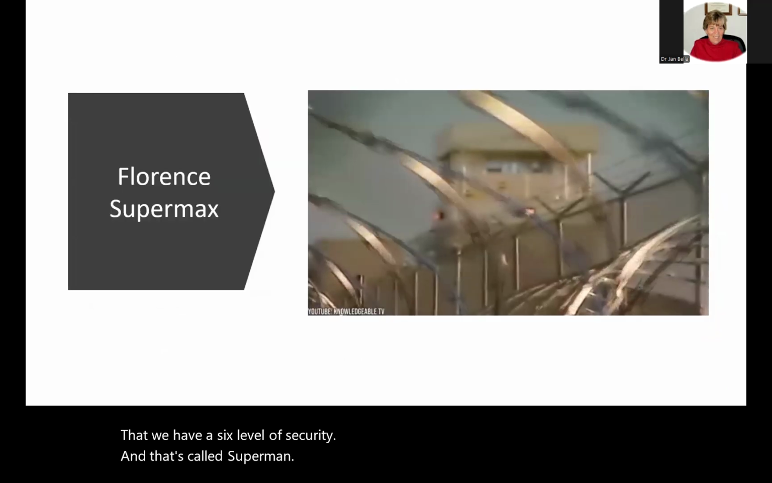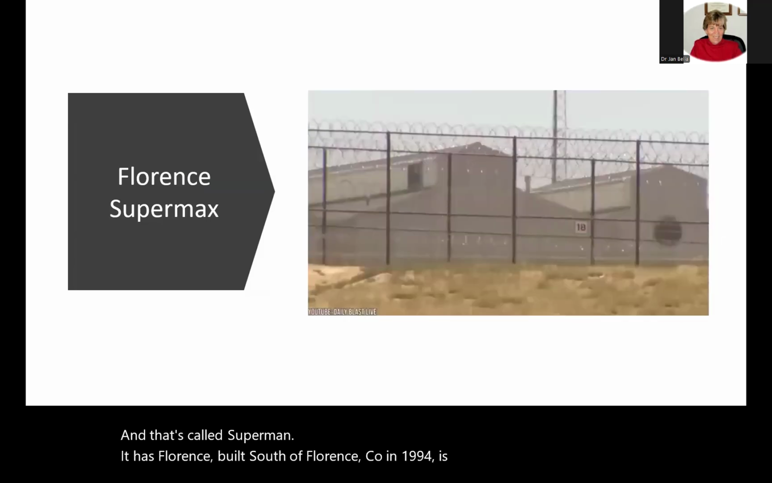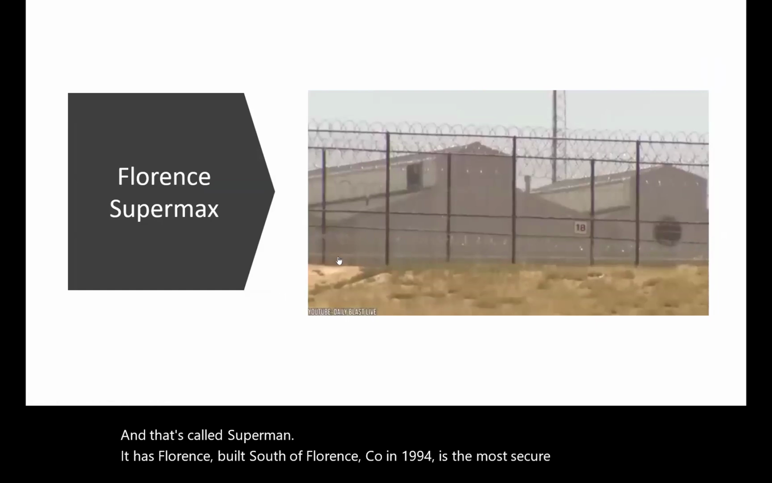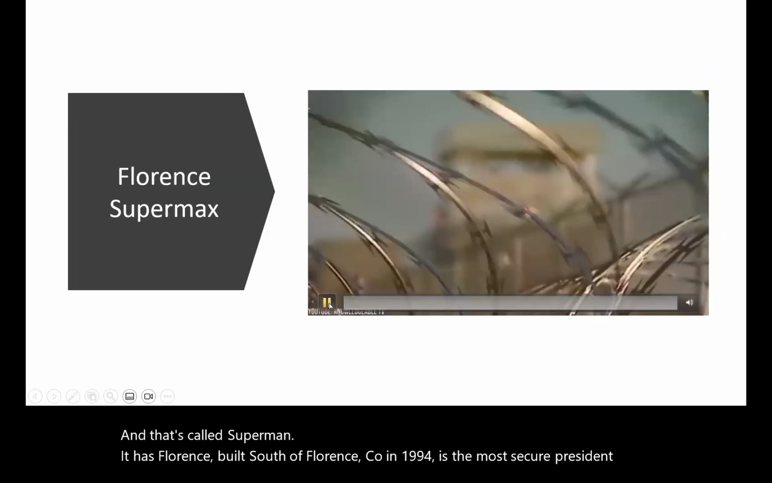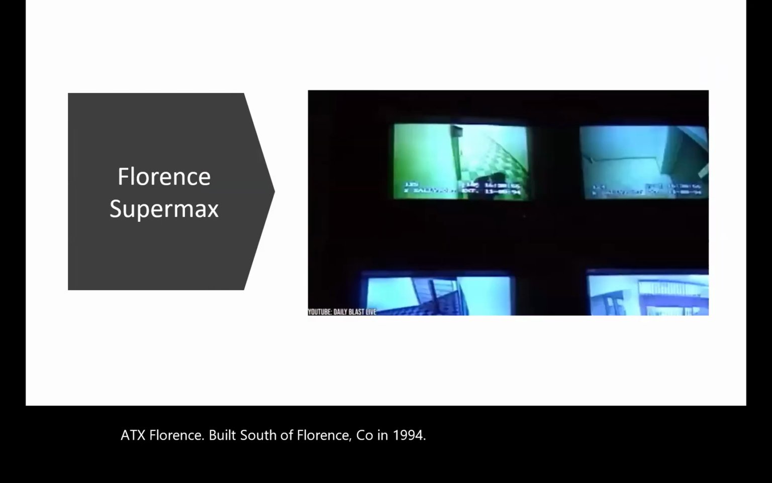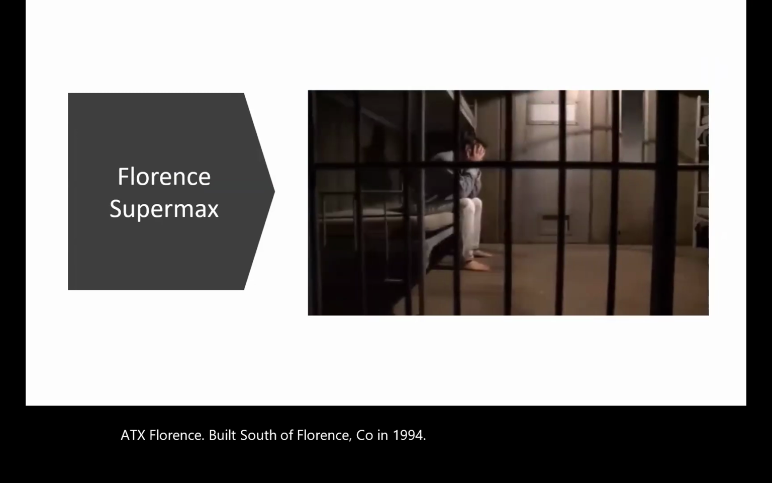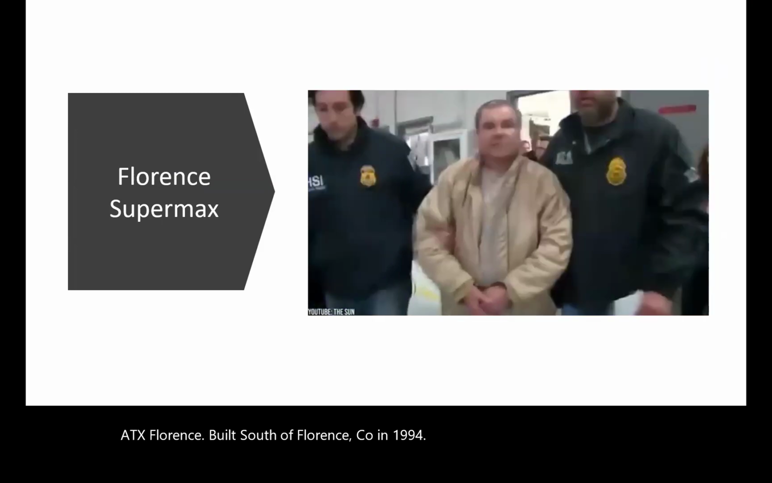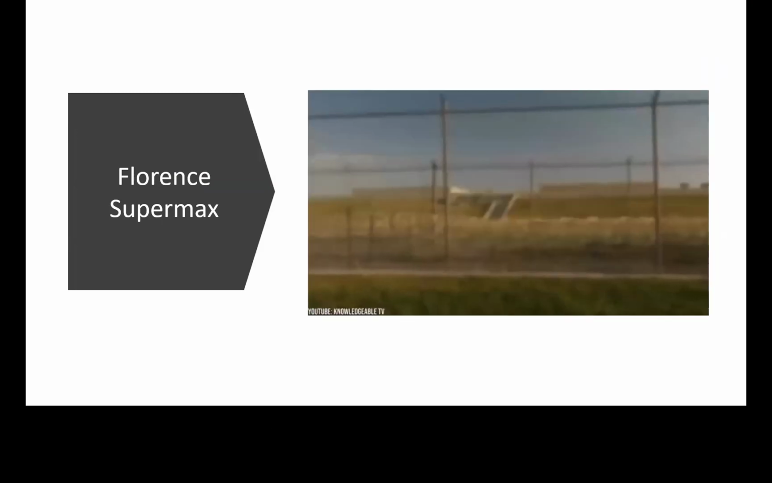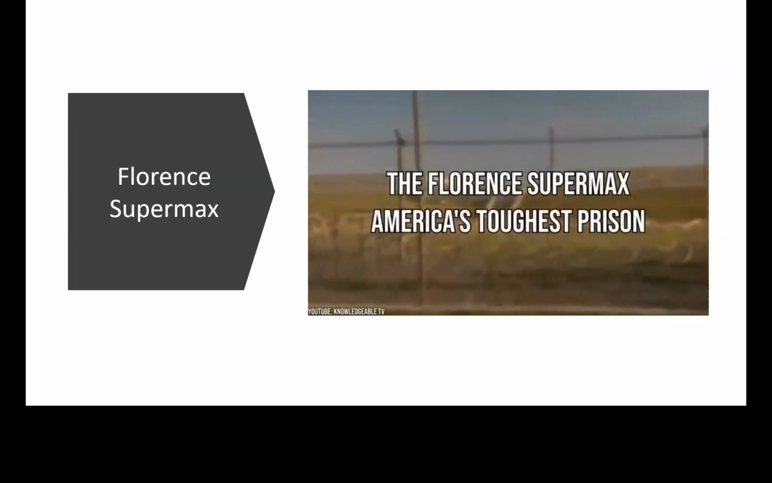ADX Florence, built south of Florence, Colorado in 1994, is the most secure prison in the United States prison system. America's only federal Supermax prison is home to some of the world's most dangerous criminals, including names you might recognize. Today, we will tell you about the Florence Supermax, America's toughest prison.